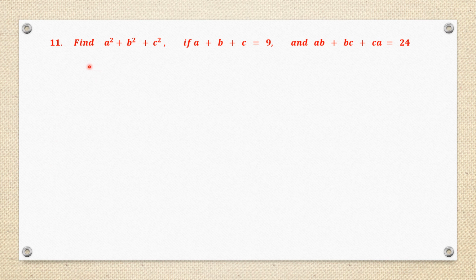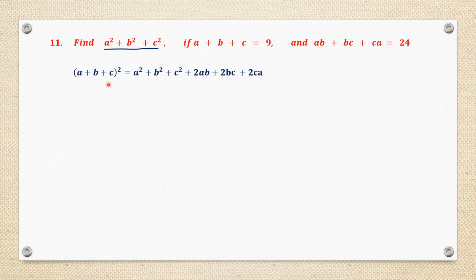Question 11. Find a square plus b square plus c square. So here we have to find this. So this is what we need to find out. But what is given to us? a plus b plus c is given, and ab plus bc plus ca is also given. So again we can apply this formula.